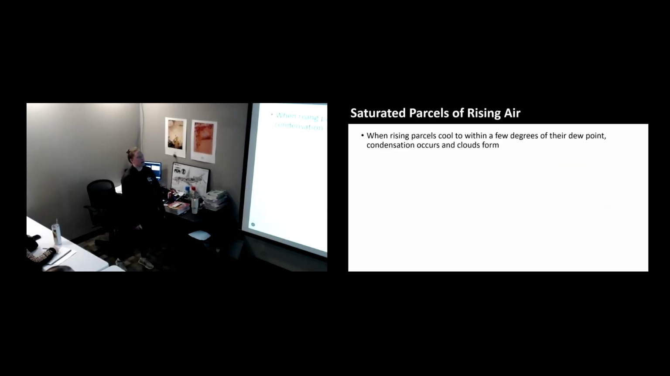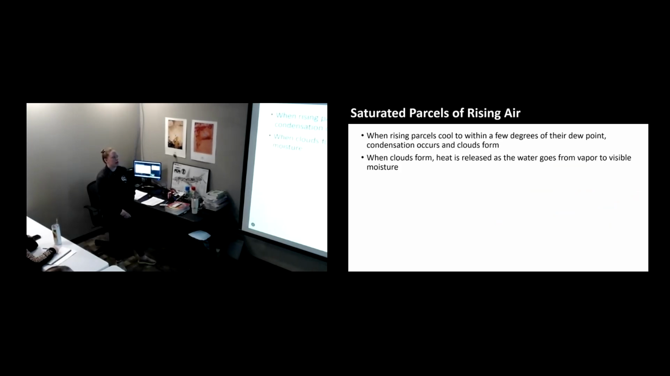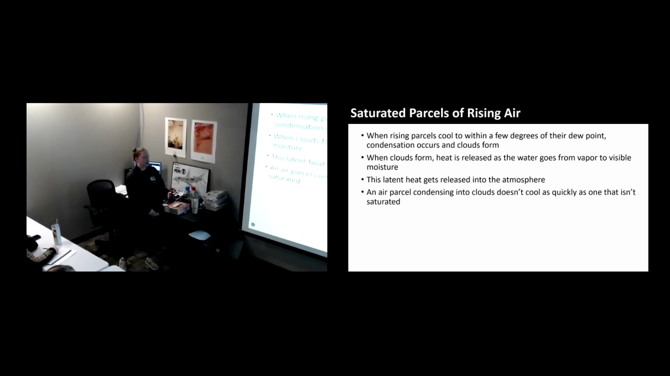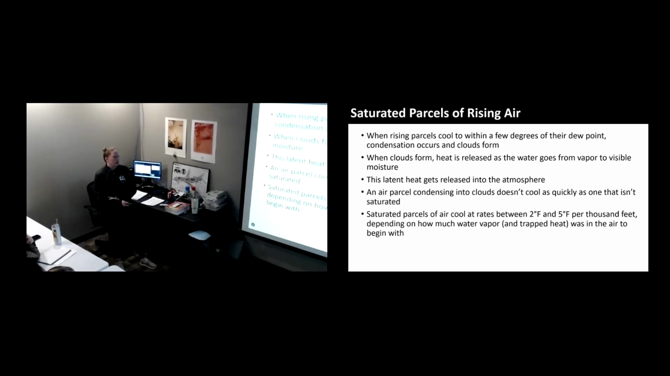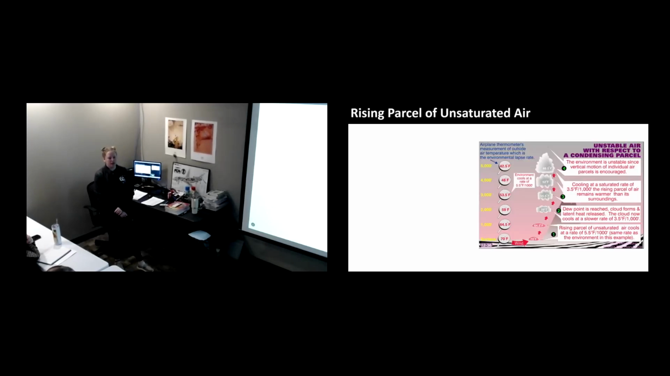Saturated parcels of rising air. When the rising parcels cool within a few degrees of their dew point, condensation occurs and clouds form. Dew point, we're wrapping in the last lesson to now. When the cloud forms, heat is released as the water goes from vapor to visible moisture. This latent heat gets released into the atmosphere, and an air parcel condensing into clouds doesn't cool as quickly as one that is not saturated. Saturated parcels of air cool at rates between 2 and 5 degrees per thousand feet. What's the standard Celsius lapse rate?